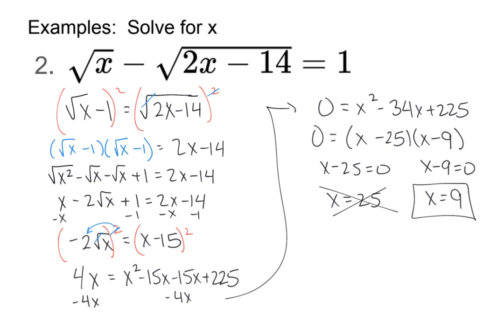If you need some practice on checking, I do that in the basic video, but basically you're just putting 25 back in the spot for this x and for this x and see if this side equals 1. Then you put 9 in here, you put 9 in here, and see if this side equals the 1 as well.